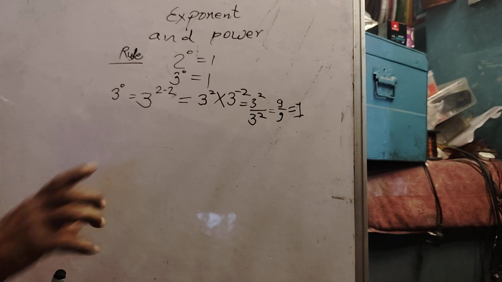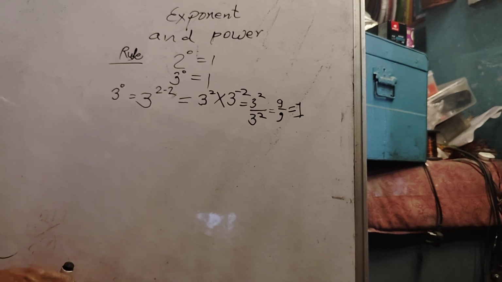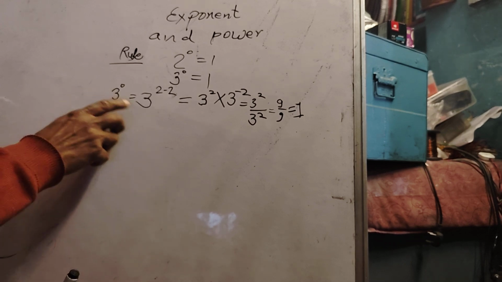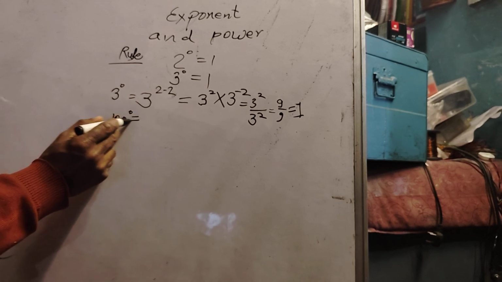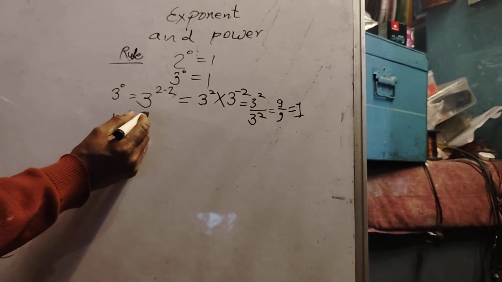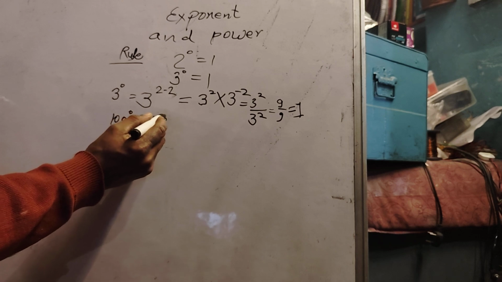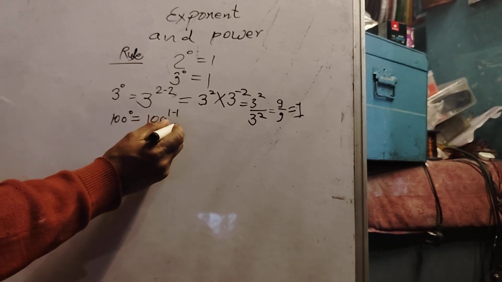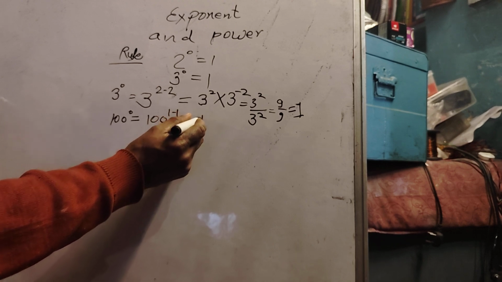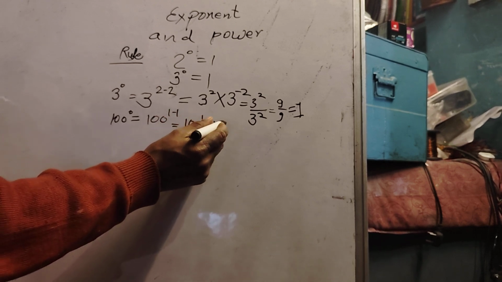By using the exponent law of power, we can say that any number to the power 0 is 1. Suppose the question is 100 power 0, what is it? It is 1. We can prove it by taking any number. Suppose I take 1 minus 1, then I separate out this power: 100 power 1 multiplied by 100 power minus 1.